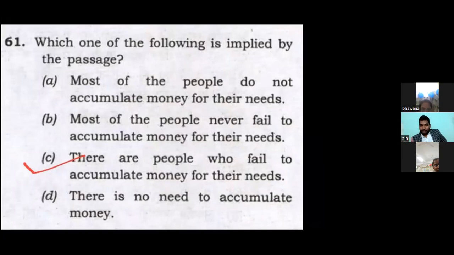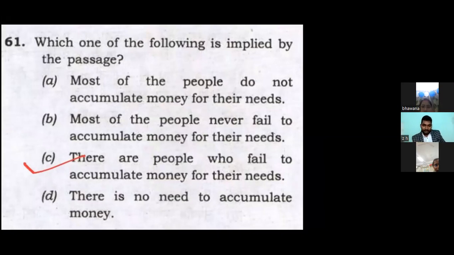Okay. The question was, which of the following is implied by the passage? Again, the question is asking you to read the passage and tell what its theme, its central message is. That is what the question is asking you to do. And we have derived that without reading the passage, number one. Number two, even without reading the question.